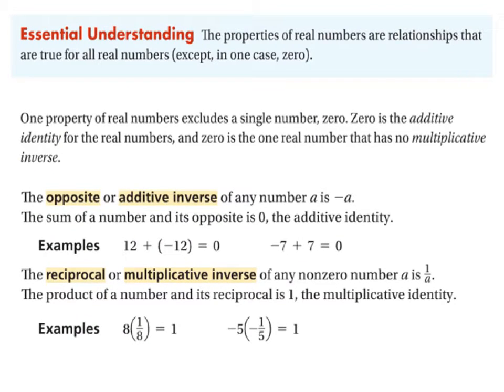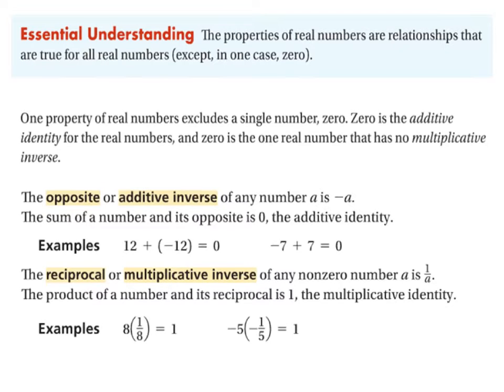Looking at the properties of real numbers, these are properties that are true for the relationships for all real numbers, except in one case we have to eliminate 0. When we talk about the additive identity for real numbers, we're talking about 0. 0 is the one real number that has no multiplicative inverse. Other than that, every other number will have a multiplicative inverse.